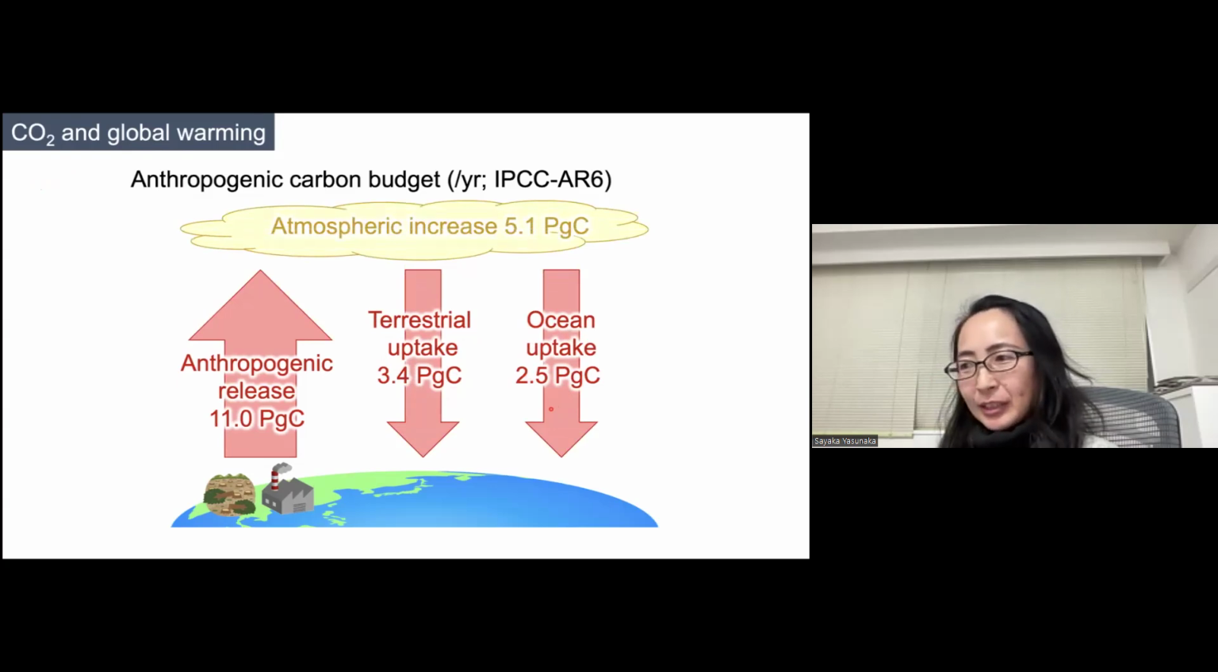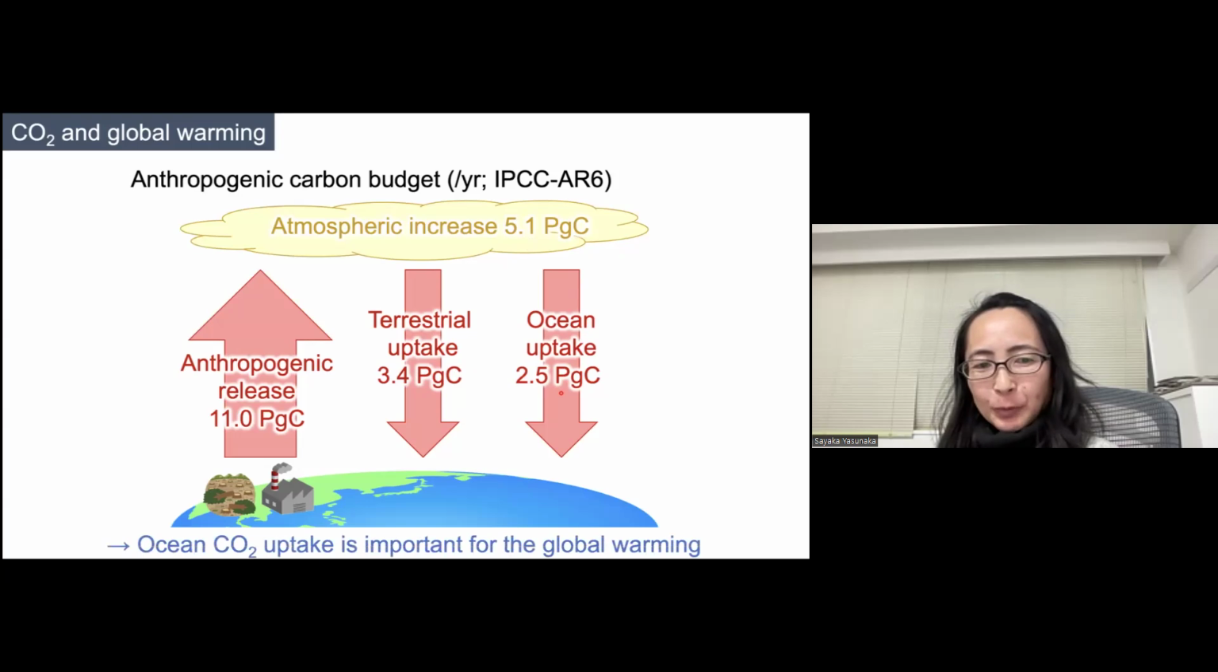In other words, thanks to the terrestrial and ocean uptake, the CO2 increase in the atmosphere is suppressed to these levels. If there were no uptake by land and oceans, the CO2 level in the atmosphere would be much higher than the present, and global warming would be much more severe. So we can say that the ocean CO2 uptake is important for global warming.